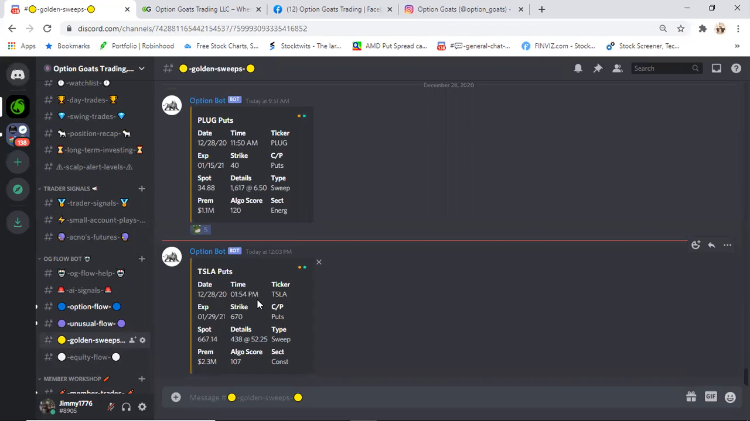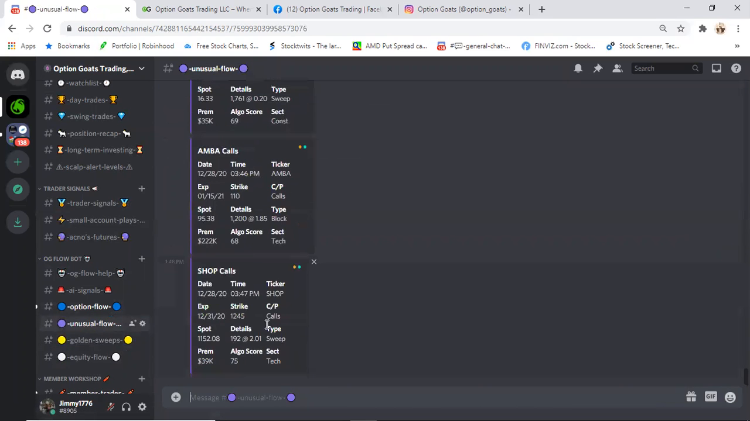So, take it as it is, but this detects big, big money. One level lower than this, because this picked up 2.3 million, would be unusual flow. Now you can see there's 40K, 222K, 35K. These are smaller, but you can definitely take OG Flowbot to your advantage.